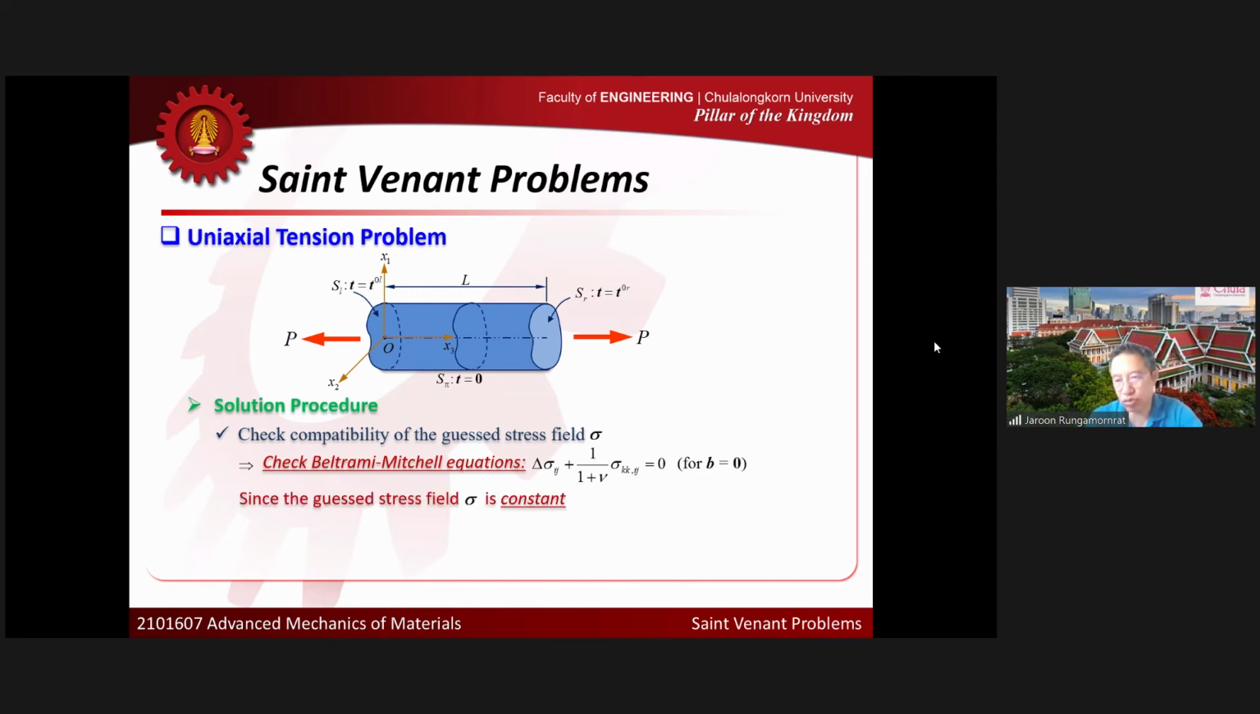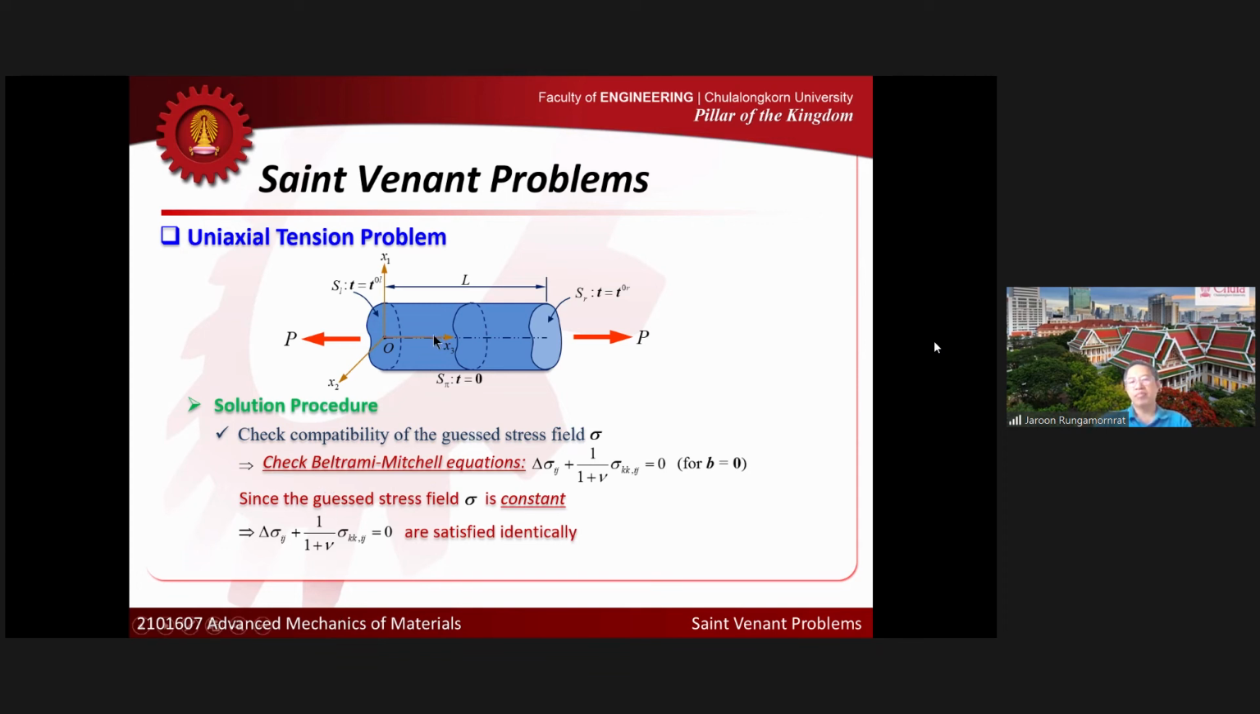Now I simply plug in the stress field that I have for this particular case. You can see that the stress field that I get is constant. The term on the left hand side of the Beltrami-Michell equation involves the derivative of the function with respect to the coordinate, right? So because stress is constant, this term disappears and that term disappears. So now I can say that this equation is satisfied, right? Automatically.